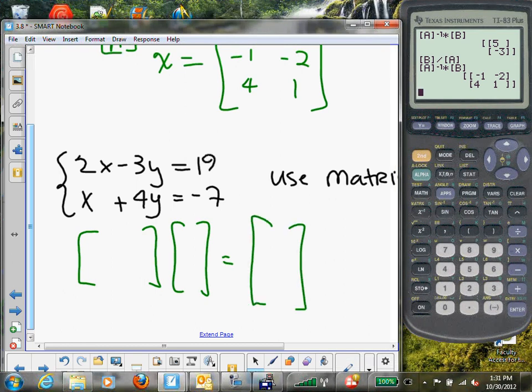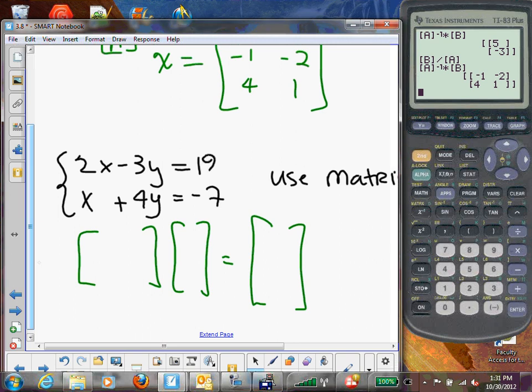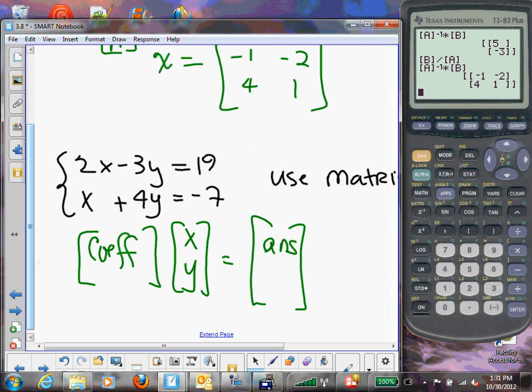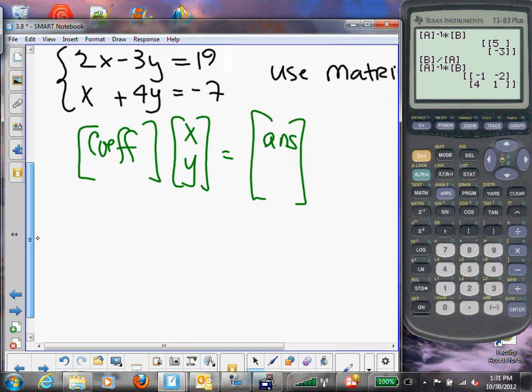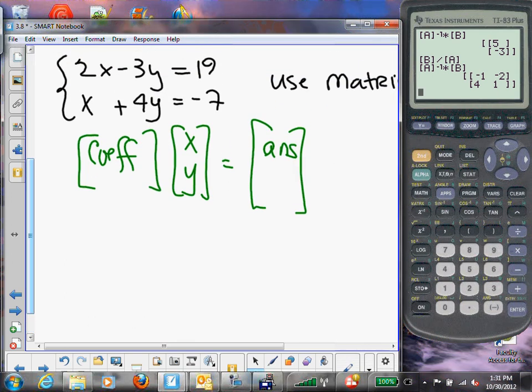And the last one's going to be a 2 by 1. This is your coefficient. This is your x and y. This is your answer matrix. Just watch. That's the equation. So it's 2 by 2, 1 by 1, 2 by 1, and another.